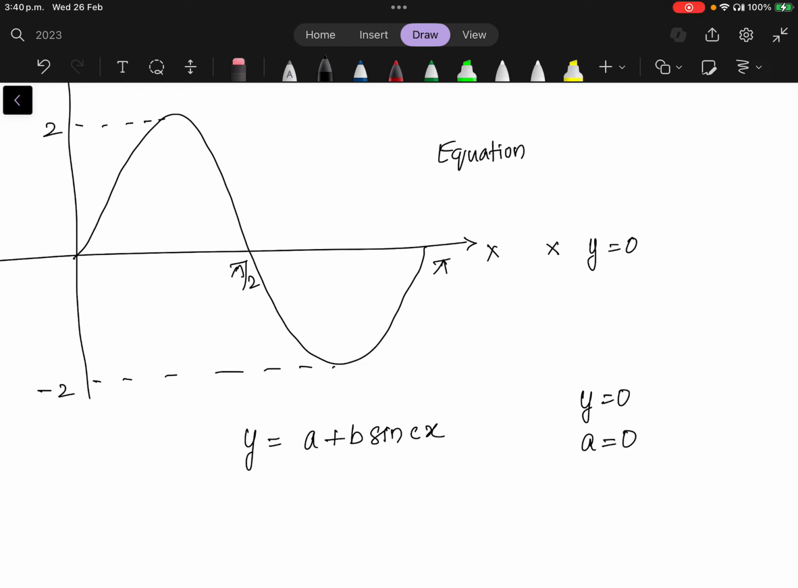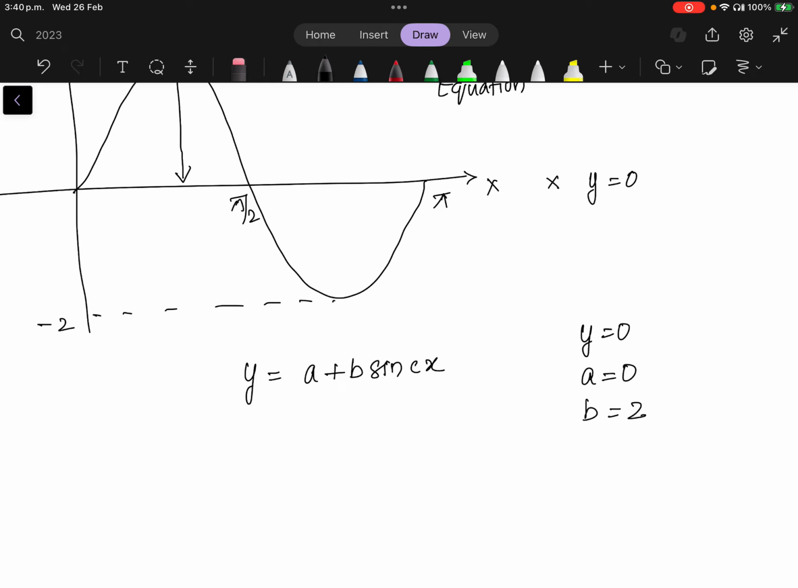What is b? B is the amplitude. What is the amplitude here? The amplitude is equal to 2. So b is equal to 2 here. How will you find the period? Period is the distance from this to the final distance here, that is pi. So period, you know that 2 pi over c, that is the period. Period is equal to pi. Then you can find c from this one. So c is equal to 2 pi over pi, which is equal to 2. So we found out a, we found out b, we found out c.